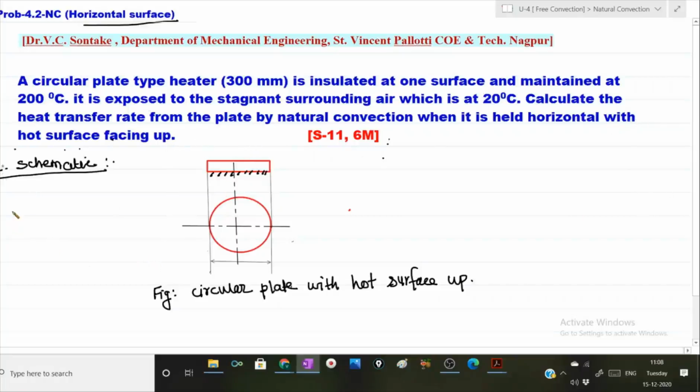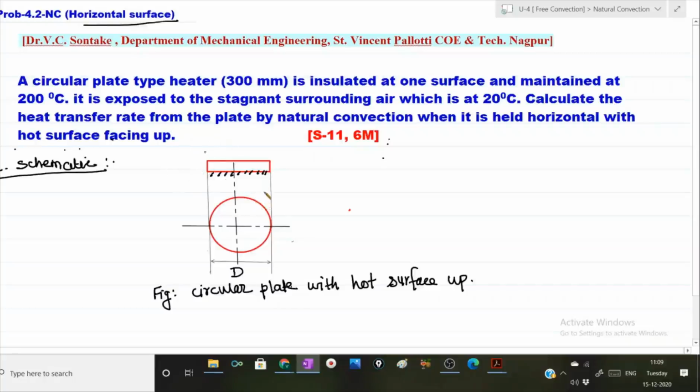So let us start solving this problem by drawing the schematic of this problem first. So there is a circular plate type heater. In front view, it will look like a rectangular block, and in top view, it will look like a circular plate. Let's say its diameter is capital D. The heater is insulated on one surface and heated at another surface.